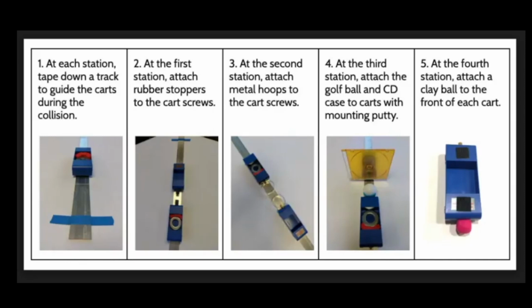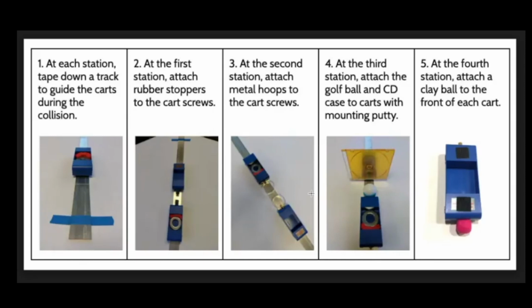So this is the setup you'll find in the teacher edition on how to set up the stations. First of all, each track is going to be taped down to the lab table. And then you will have a washer inside, depending on how heavy your carts are. It just helps it kind of move a little bit better. You will see that one of the stations has rubber stoppers attached to the front of the carts. The second one has metal rings.